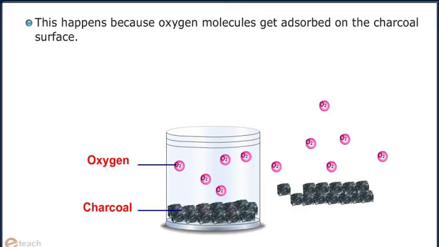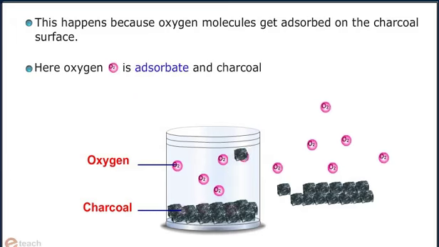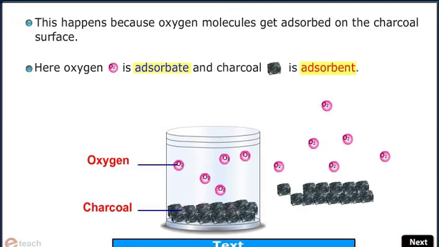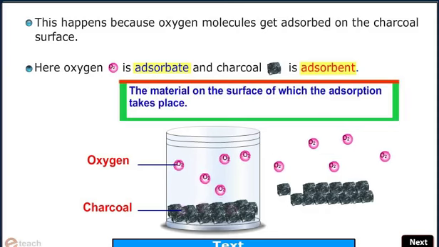This happens because oxygen molecules get adsorbed on the charcoal surface. Here, oxygen is the adsorbate and charcoal is the adsorbent. Adsorbate: the molecular species or substance which concentrates or accumulates at the surface. Adsorbent: the material on the surface of which the adsorption takes place.